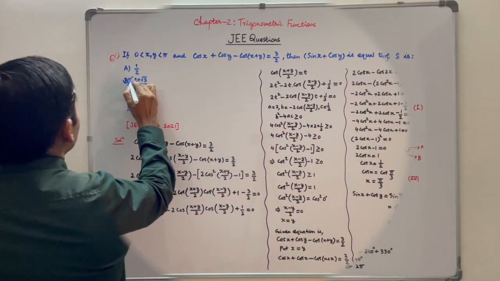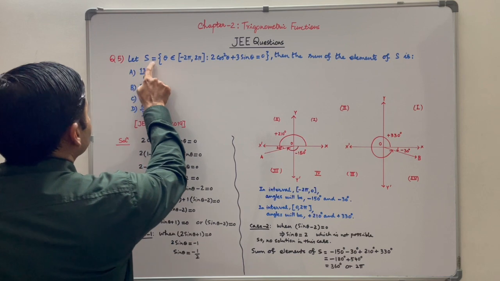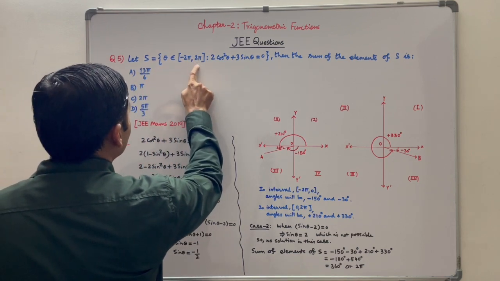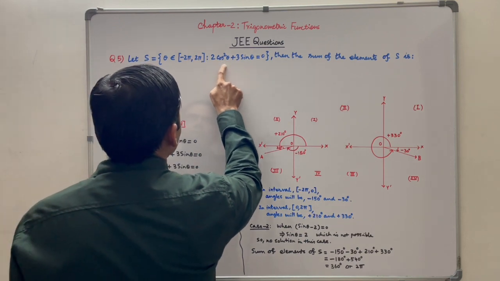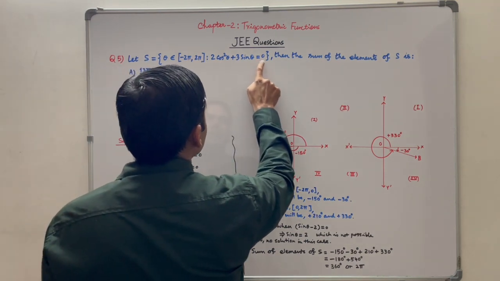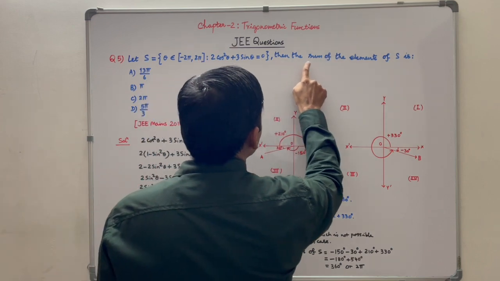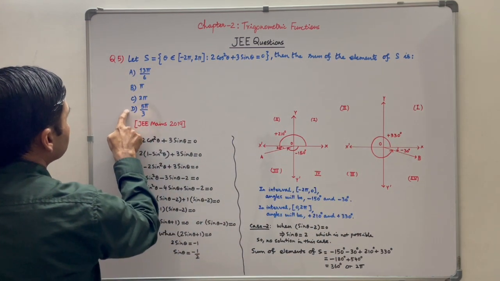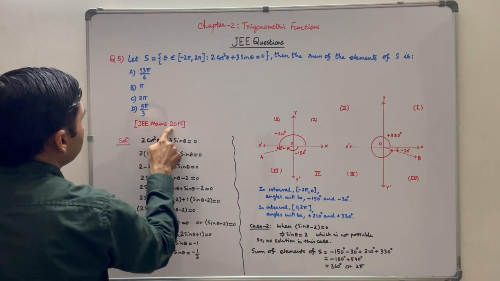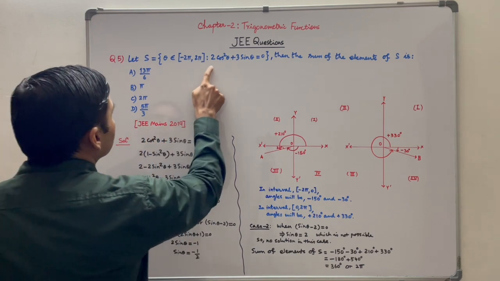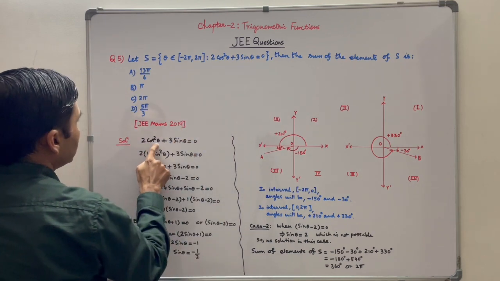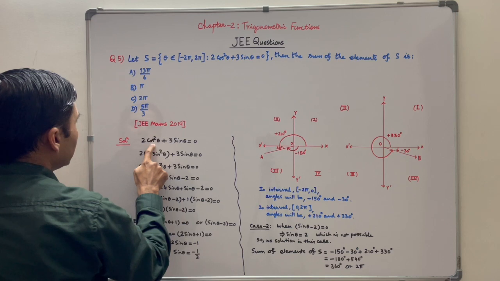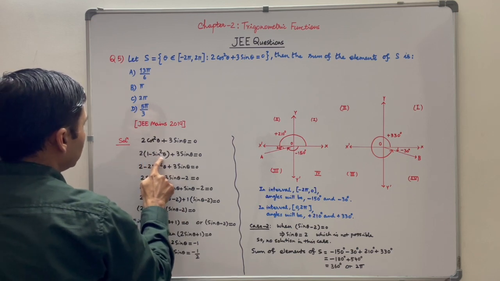Fifth question: let S be the set of all theta where theta lies between minus 2 pi to 2 pi such that 2 cos square theta plus 3 sin theta is equal to 0. Then the sum of the elements of S is. These are the options given. This question appeared in JEE Mains 2019. The given equation is 2 cos square theta plus 3 sin theta is equal to 0. Cos square theta can be written as 1 minus sin square theta.